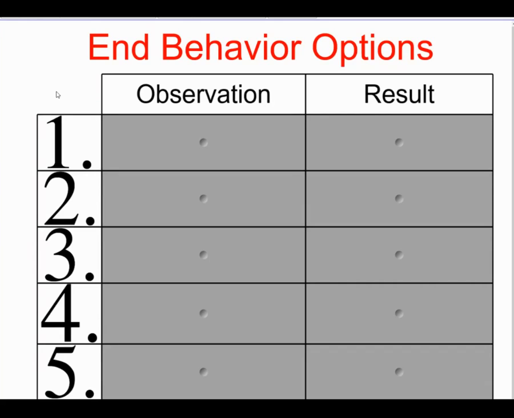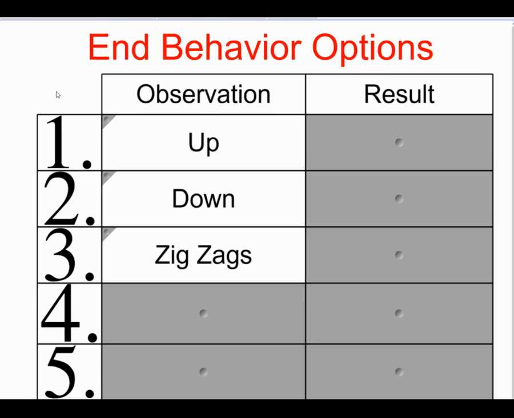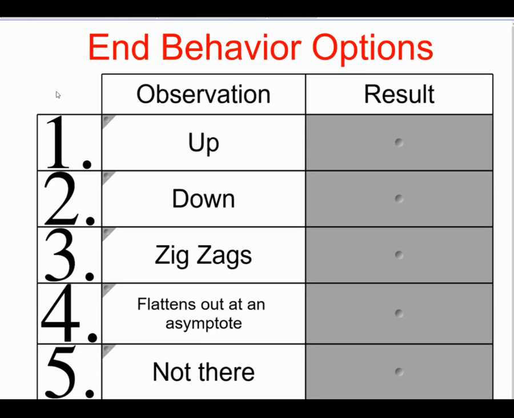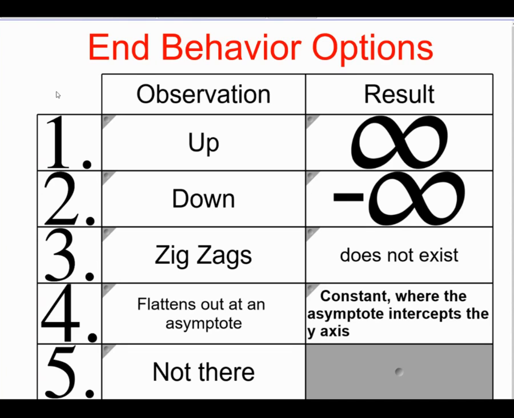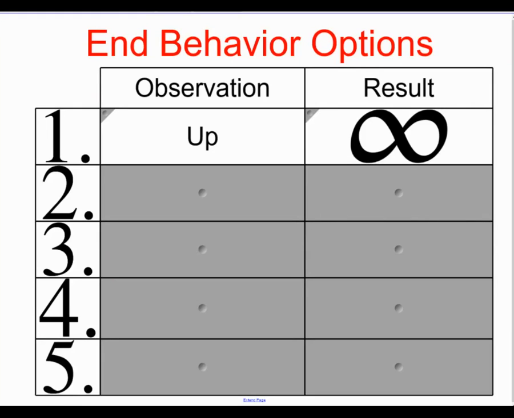There are 5 observations that we're going to make. One observation is up. Number 2, down. Number 3, it's going to zigzag like sine or cosine, and then it's going to flatten out at an asymptote. And the last option is it's just not there. Well, if the option is up, the result is going to be infinity. It follows that if the observation is down, the result is negative infinity. If it zigzags like sine or cosine, we're going to say it does not exist. We'll talk about that. If it flattens out at an asymptote, the result is a constant where the asymptote hits the y-axis. And if it's not there, what do you think? Doesn't exist.